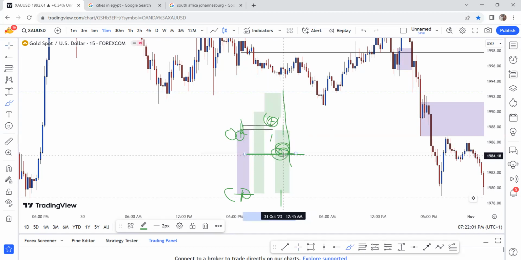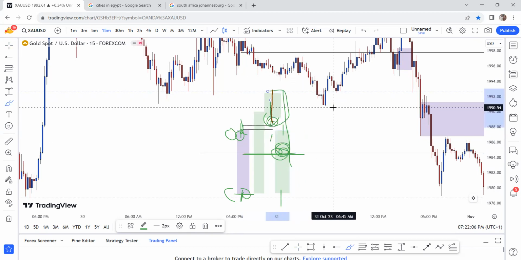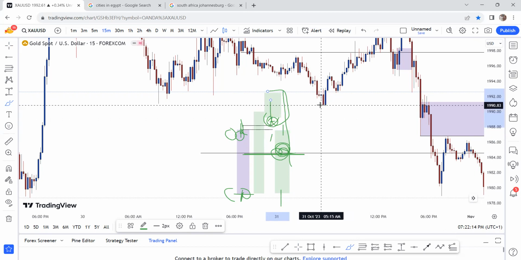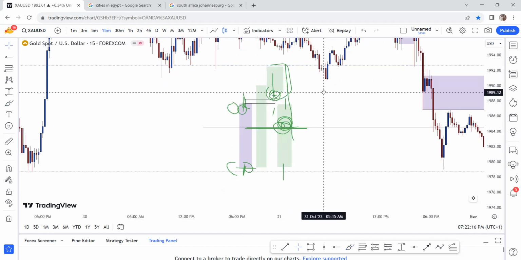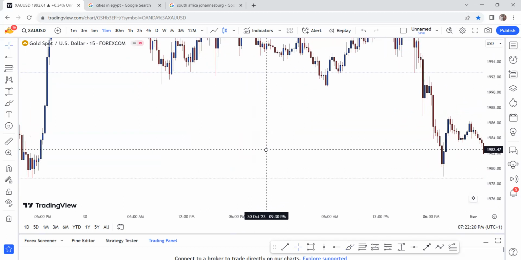Importantly, this candle has to close first, right? Yes, this candle has to close first. All right, do you understand?